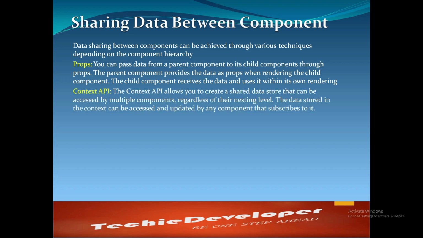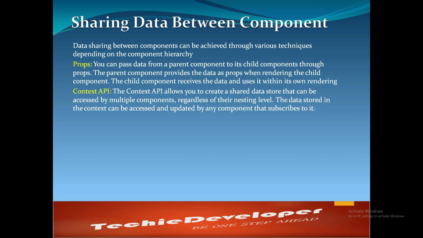Next one is the context API. If we have multiple components, irrespective of their nesting level, where some of the components will not have a parent-child kind of relationship, and are independent components or at the same level, or even if you want to share the data in a parent-child kind of thing, we can go with the context API.